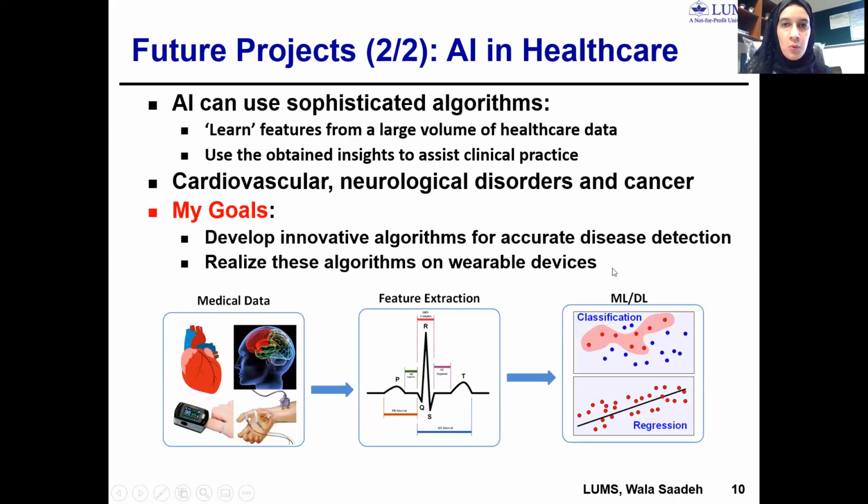Another area where I also want to continue working and expand my research is artificial intelligence for healthcare. AI is used in a very wide range of applications, and among them is healthcare. It allows us to reveal healthcare conditions or abnormal conditions lying in an extensive amount of data. So it helps to detect diseases, including cardiovascular diseases, neurological disorders and even cancer.